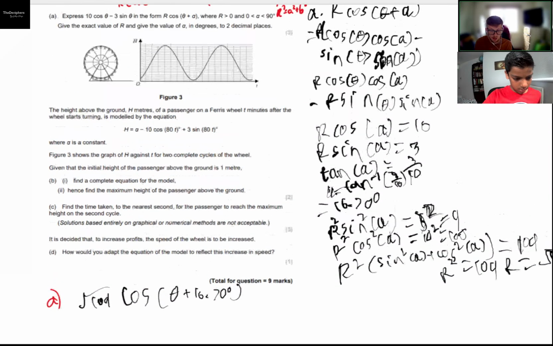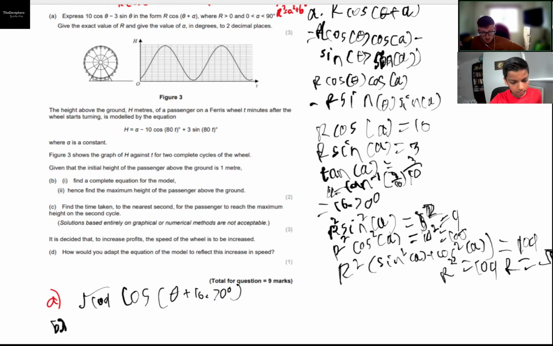Brilliant. So we've done the maths part, we're still doing quite a bit of maths, but now it's becoming one of those modelling questions. Notice how h includes our bit from part A, but it's minus 10 cos 30t plus 3 sine 30t, so it's a little bit different.